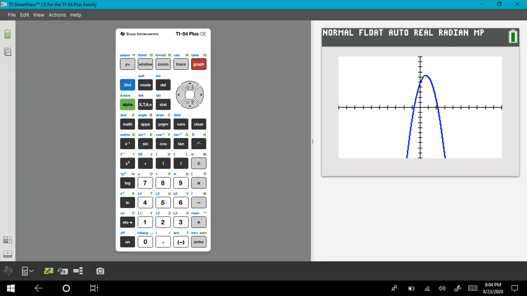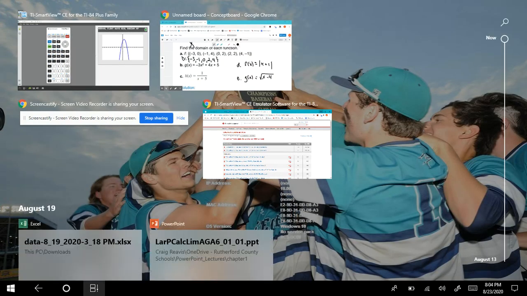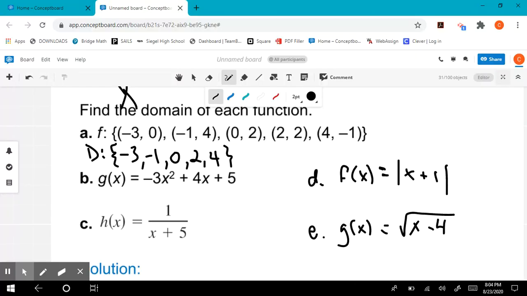So this is an example where the domain is all real numbers. This will keep going, this will keep going. There are no breaks in it, no problems with that. So that is all real numbers. If you want to write that in interval notation, you could write either all reals.